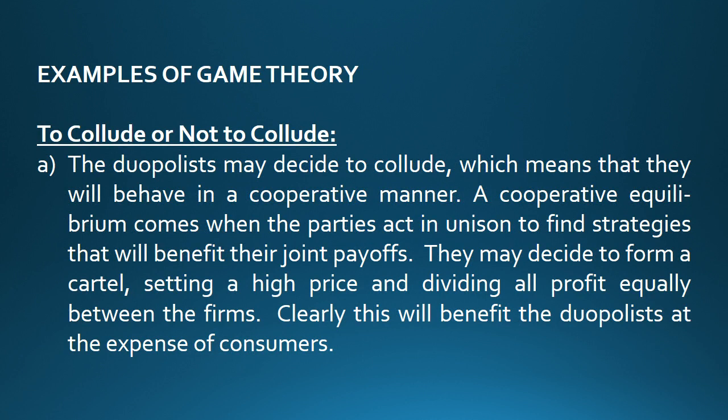Examples of game theory. To collude or not to collude. A. The duopolists may decide to collude, which means that they will behave in a cooperative manner. A cooperative equilibrium comes when the parties act in unison to find strategies that will benefit their joint payoffs. They may decide to form a cartel, setting a high price and dividing all profit equally between the firms. Clearly this will benefit the duopolists at the expense of consumers.